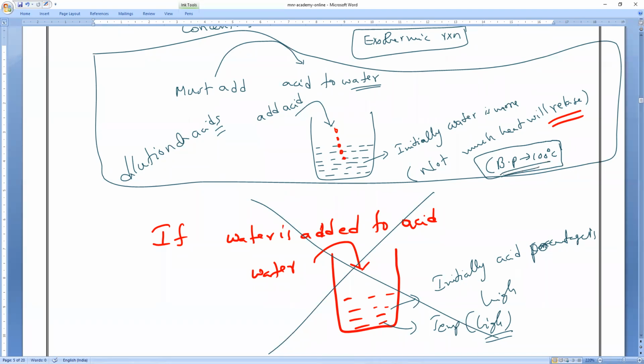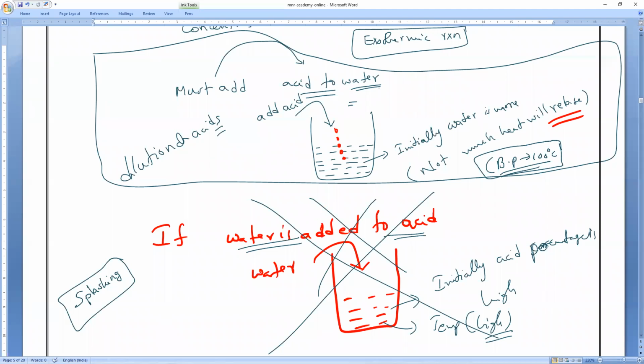Unfortunately, if we add water to the acid, initially more amount of acid will be there. So that sudden dilution leads to extremely high temperature. It will splash, like you put a stone in the water, how the water splashes. The same thing will happen if you add water to the acid. So that is why always what we have to do? Acid is added to the water. That is what you have to remember.